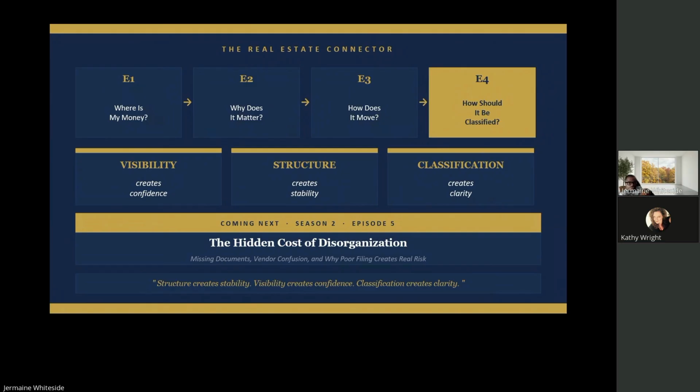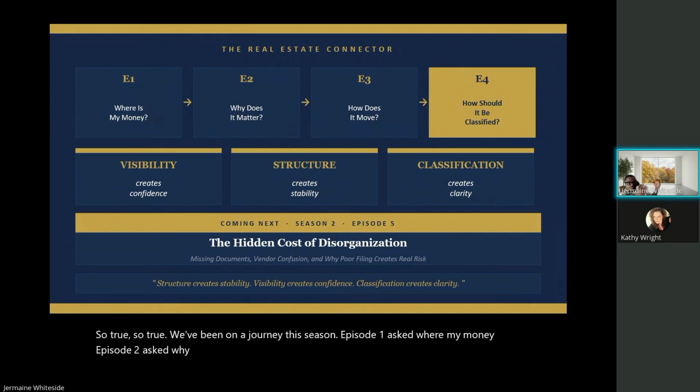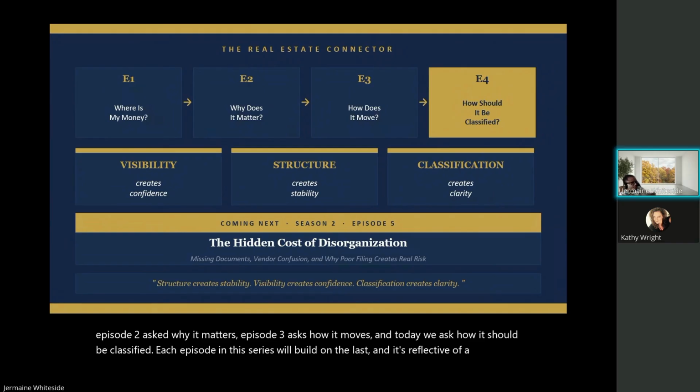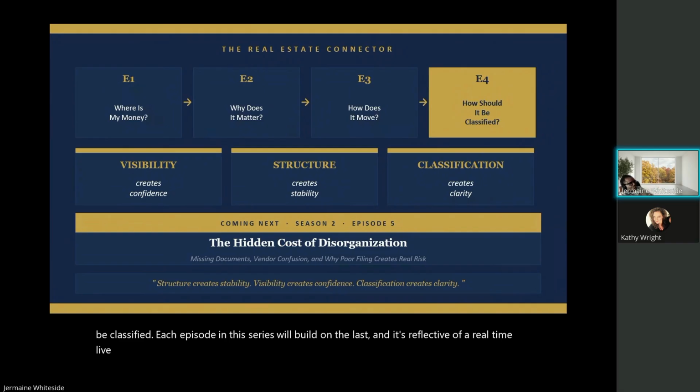So true, so true. We've been on a journey this season. Episode 1 asks, where's my money? Episode 2 asks why it matters. Episode 3 asks how it moves. And today we ask how it should be classified. Each episode in this series will build on the last and is reflective of a real-time live project that Kathy is going through, the restructuring of our financial system.